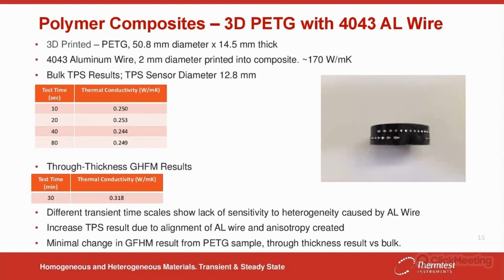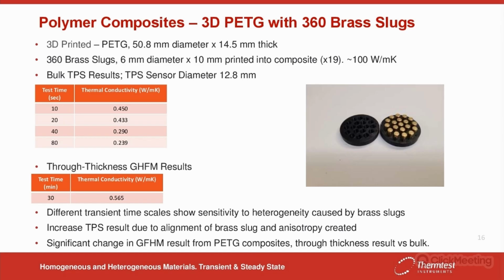So the minimal change in the GHFM result is due to the thermal conductivity being through the thickness when compared to the bulk. That bulk result would be not guarded, of course, and you would see some effects of that heat diffusion through the wires.